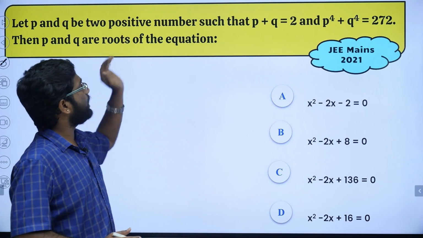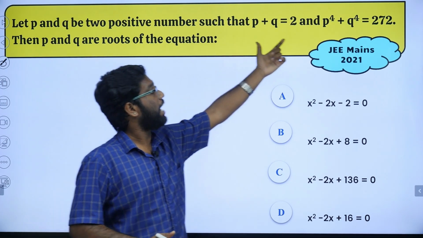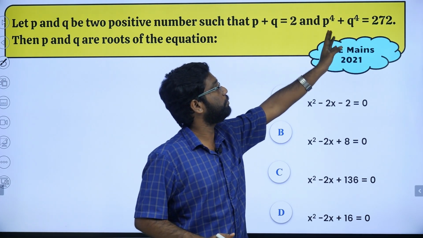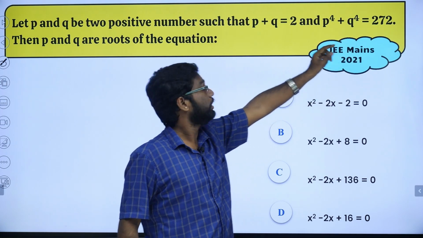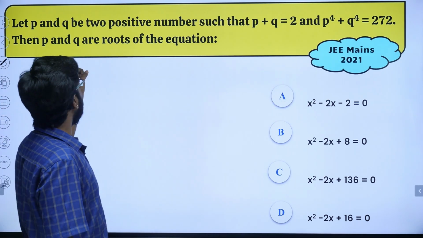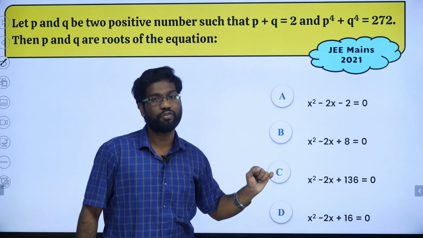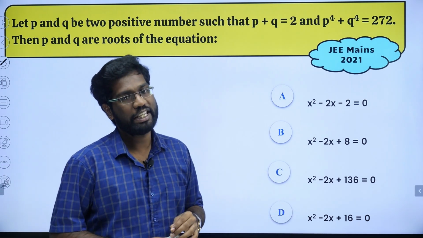Let P and Q be two positive numbers such that P plus Q is equal to 2, and they have said P power 4 plus Q power 4 is 272. Then P and Q are roots of the equation. They said P and Q are the roots of the equation, and we have to find the equation. So how can we find the equation, my dear students?